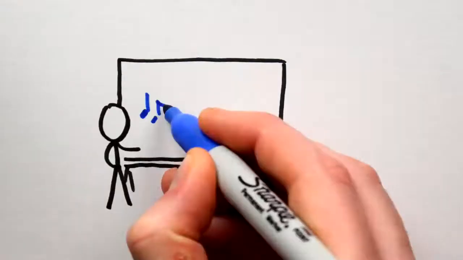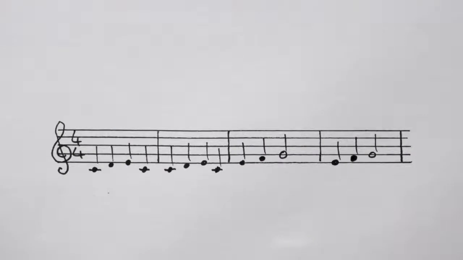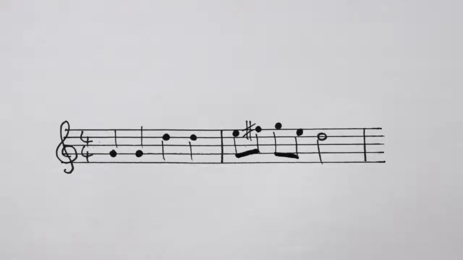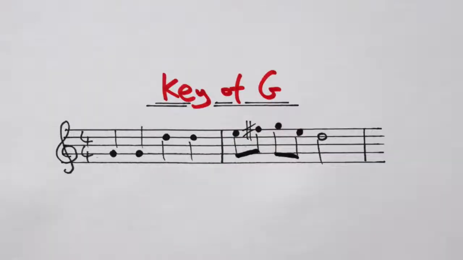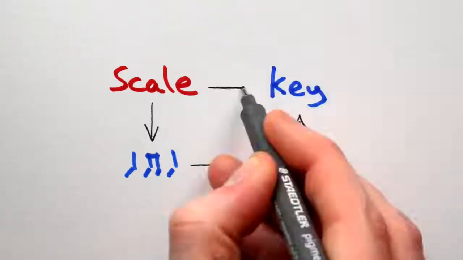To explain, every piece of music uses the notes of a scale. This piece uses notes found in the C major scale. So we say that the piece is in the key of C major. This tune uses notes found in the G major scale, so we say it's in the key of G major. Whatever scale a piece takes its notes from will be our key.